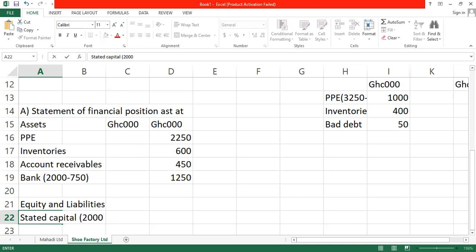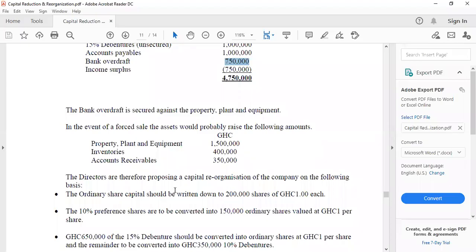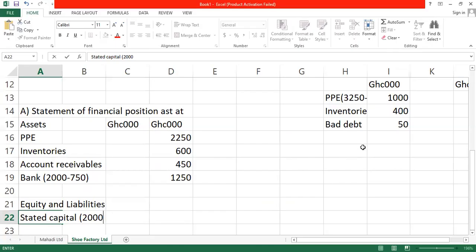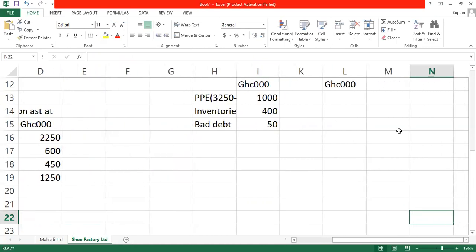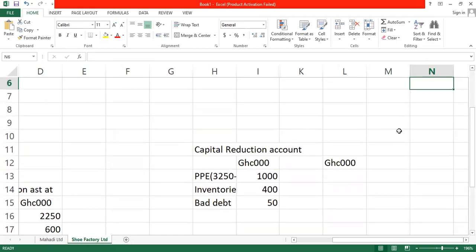Okay, so we can now take the additional information relating to ordinary share capital. So the first one is what? Ordinary share capital should be written down to 200,000 shares of 1 CD. So what will be the new value now? 200,000. What was the original value? 2 million. So it means that we should have paid them how much? We should have paid them 2 million, isn't it?